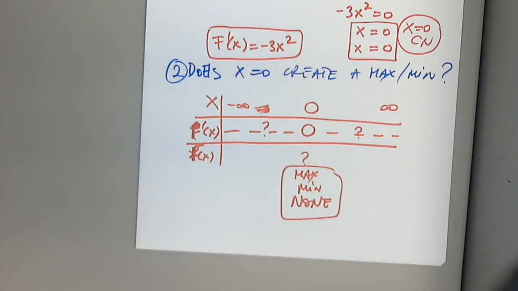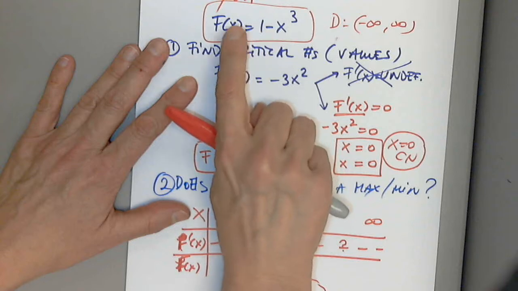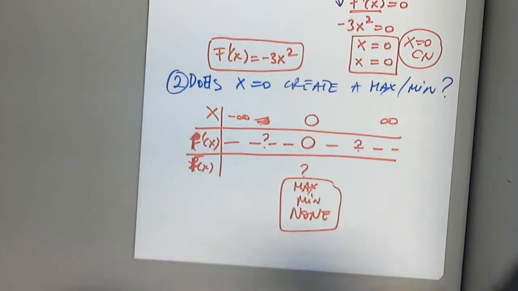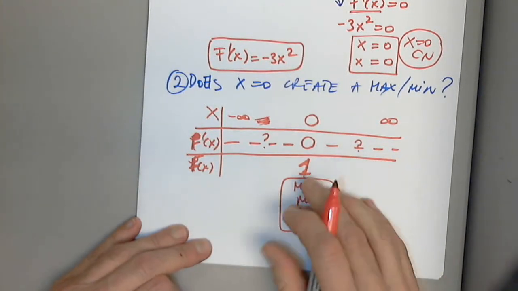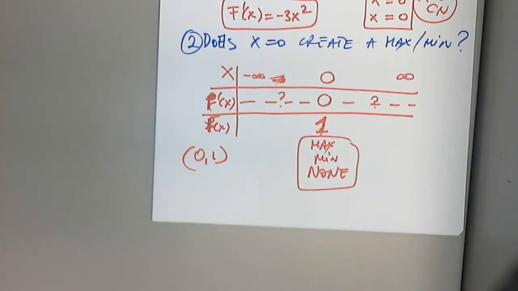What do we conclude? This point, 0, comma, and I should determine it. When x is 0, y is 1. The function value is 1. So I'm going to write 1. What will you say about 0, 1? Is it a point of max? Is it a point of min? Or not a max or a min?